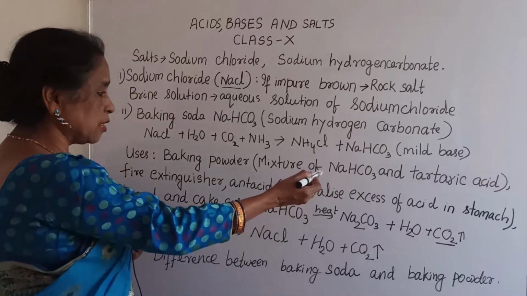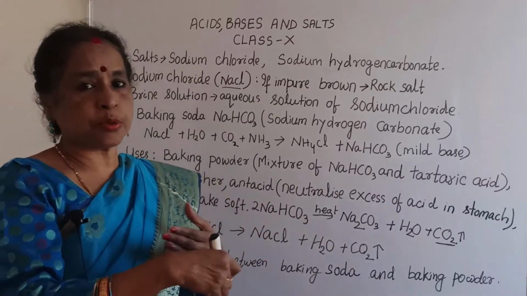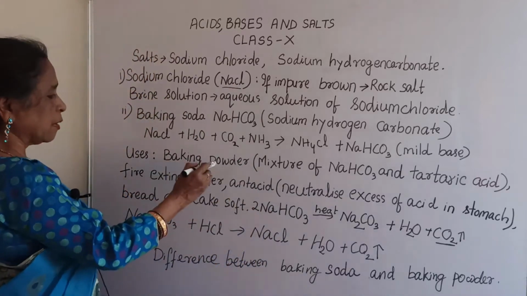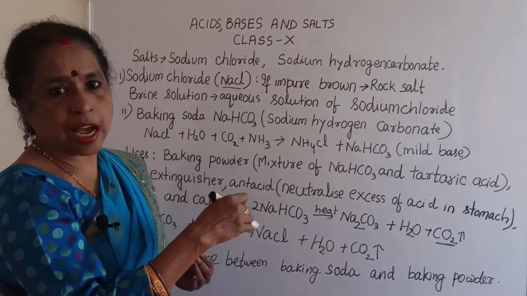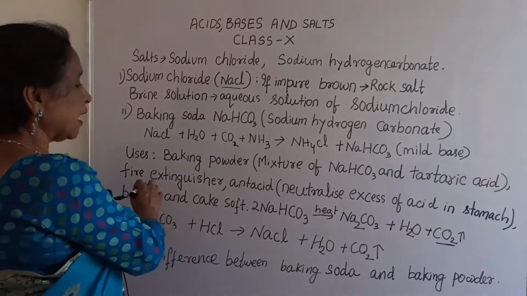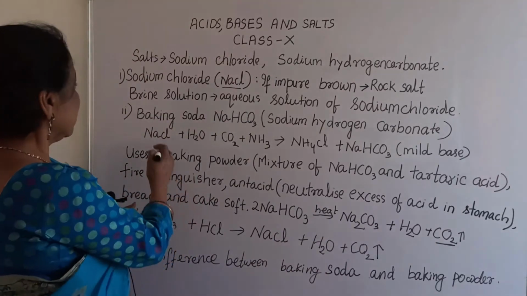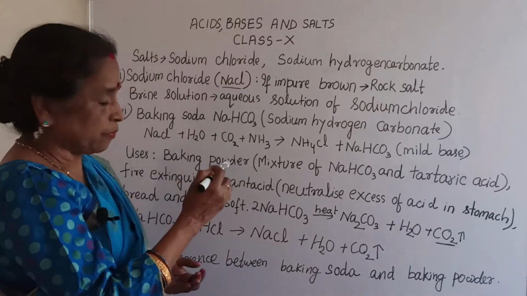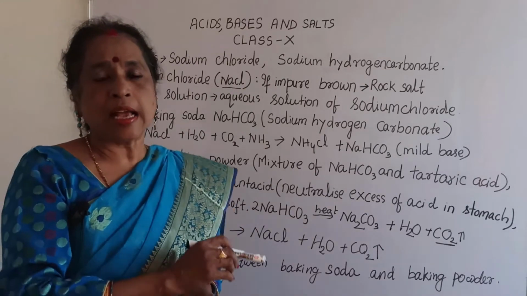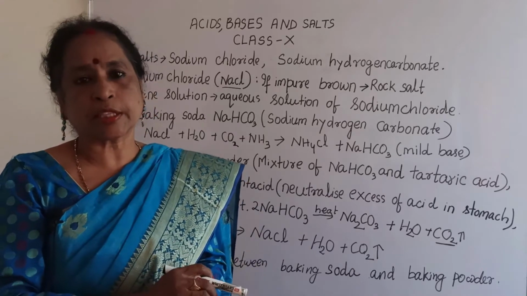Then what are its uses? Generally it helps to swell up the bread and swell up the cake. So this baking powder has importance in making bread and making cake. Then it is also used, what is that? NaHCO3 is used as a fire extinguisher, that is known as the acid soda fire extinguisher.